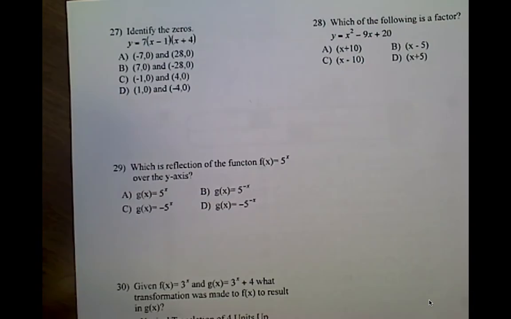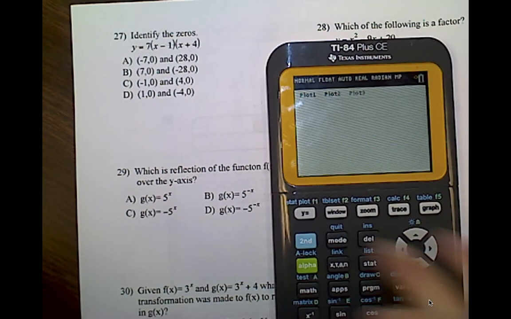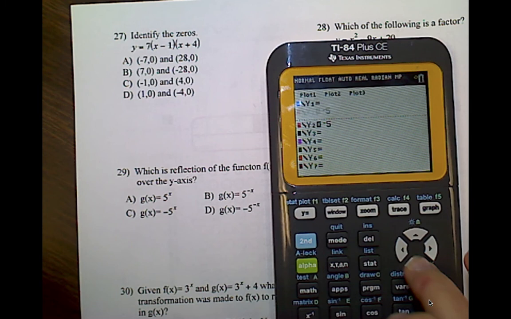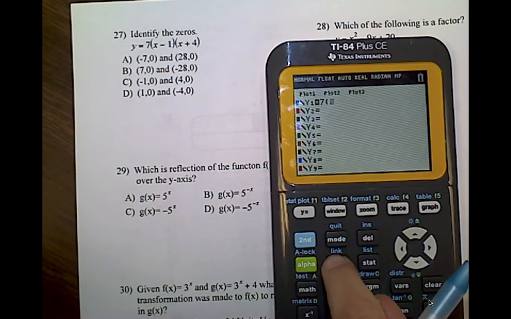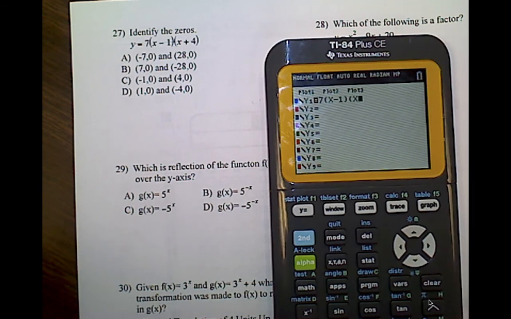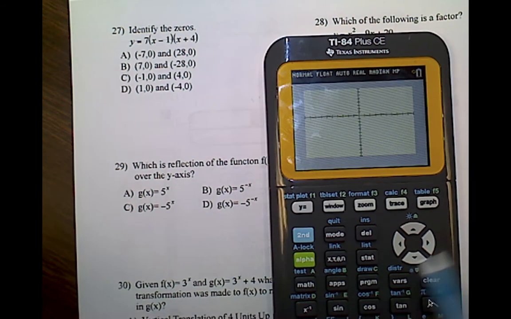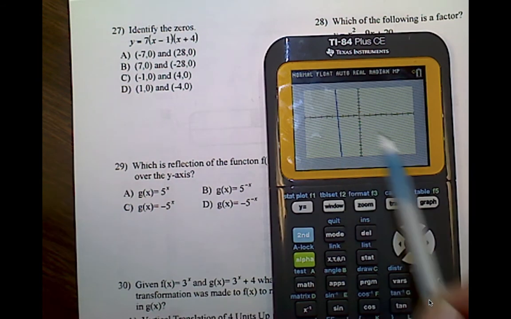Okay, page 5, we're so close to being done. Identify the zeros. You should just literally start typing it in your calculator. 7 times x minus 1, x plus 4, and graph it. The zeros are where it crosses the x-axis.